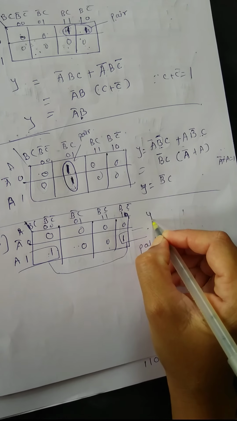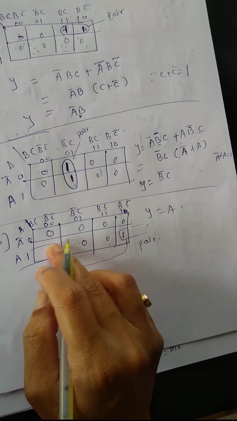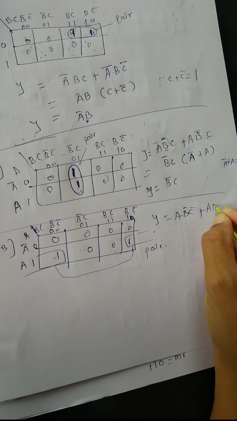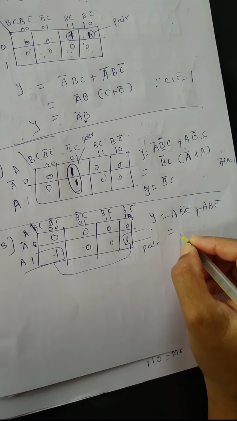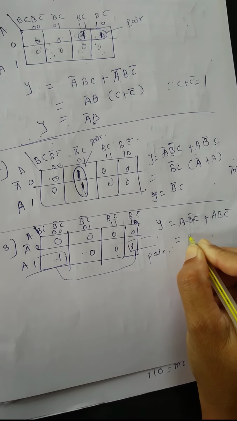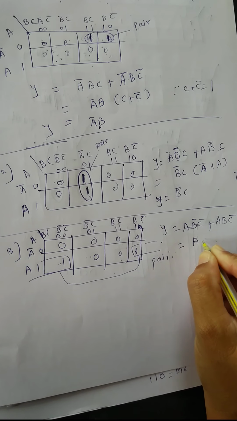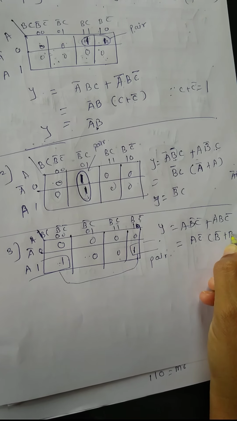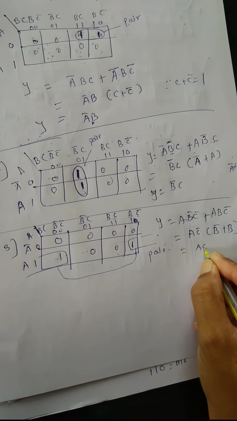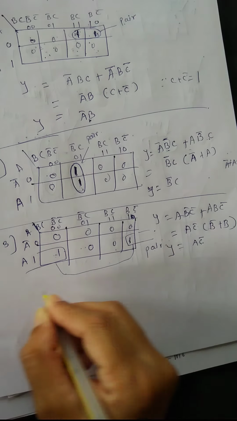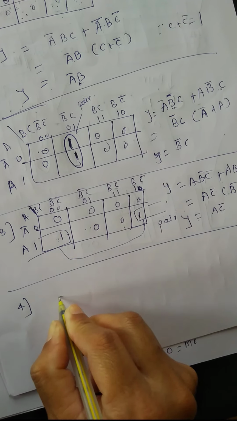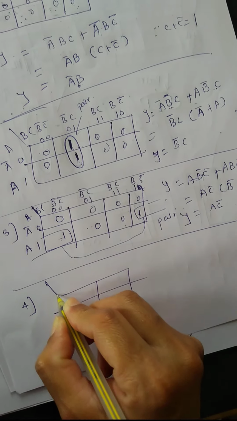For this one the term is A B bar C bar, plus for this one A B C bar. In these terms there is a common term, so you have to reduce the expression using the Boolean law. This term is A C bar times B bar plus B, and that is the law A plus A bar equals 1. After reducing the expression, y is equal to A C bar. Next K-map. In that K-map there is a two variable structure.